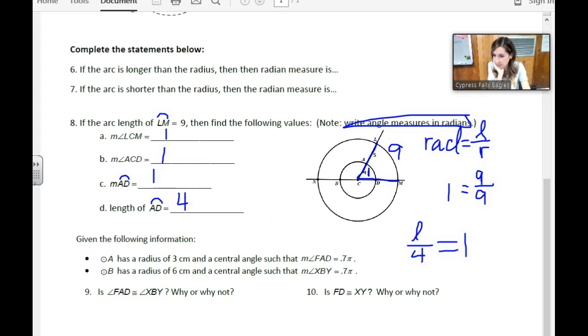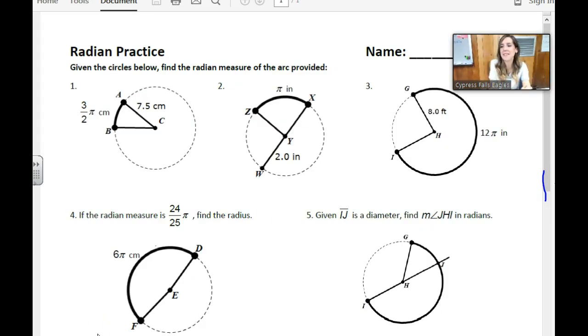All right, I'm doing number 1. I'm working backwards today. So we learned in class that a radian measure is calculated by taking the arc length and dividing it by the radius. They gave us both of those. This is just a practice in simplifying fractions, honestly. So the arc length is 3/2 pi given. The radius is 7.5 given. They're both centimeters, by the way.